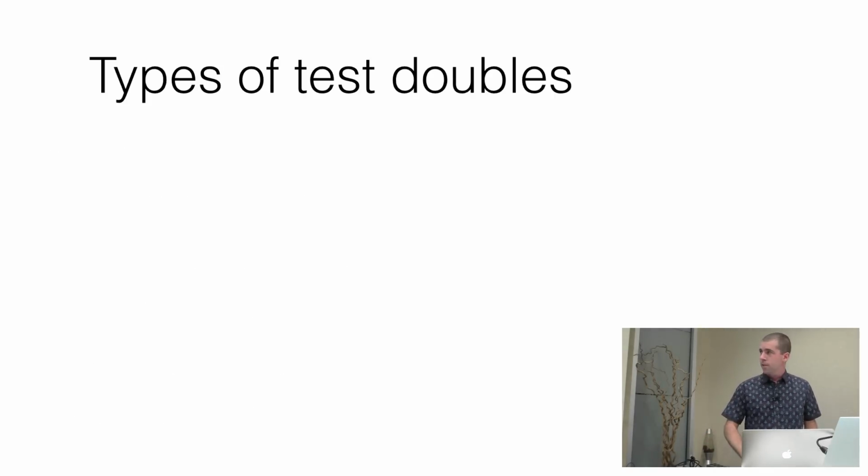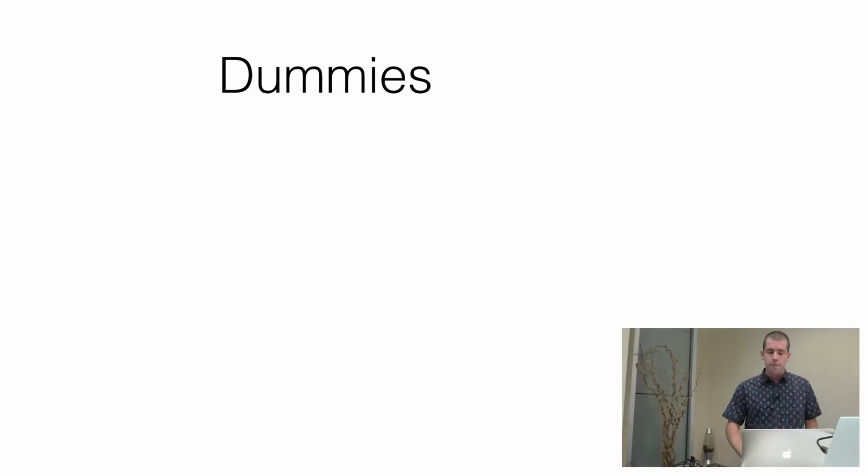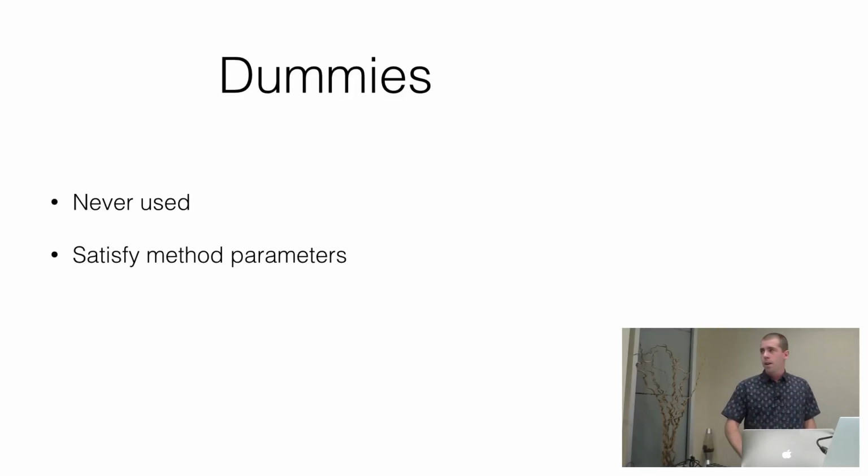So there's 5 types of testables that we're going to cover: the dummy, the fake, the stub, the mock, and the spy. So first of all, there's the dummy. Dummies are never used, and by never used, I mean that we only use them a little bit. We use them to satisfy method parameters or constructor parameters.